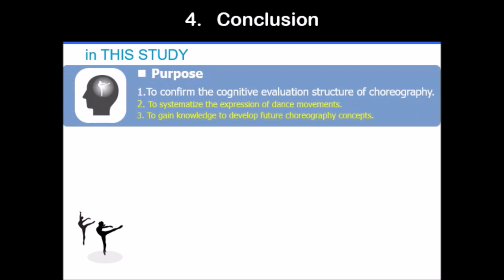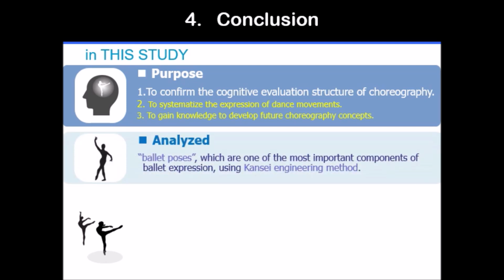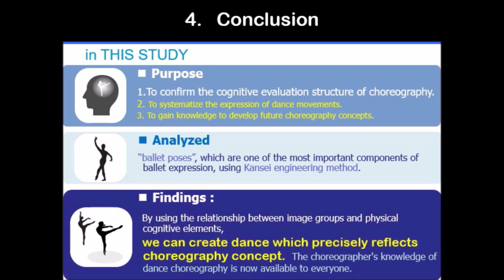Conclusion. The purpose of this study is to confirm the cognitive evaluation structure of choreography. We analyze ballet poses, which are one of the most important components of ballet expression. By using the relationship between image groups and physical cognitive elements, we can create a dance which precisely reflects choreography concept.